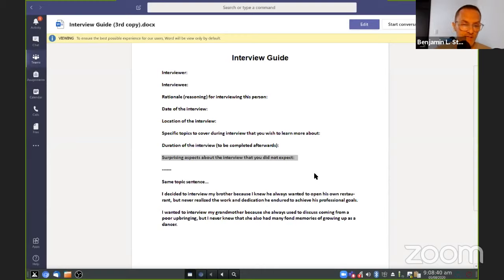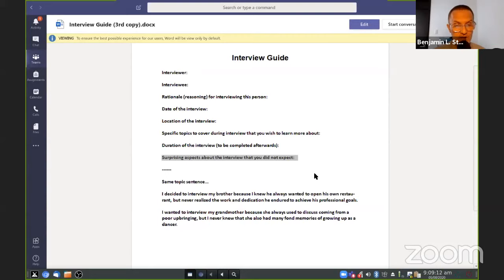If we look at the second example, it's very similar. I wanted to interview my grandmother because she always used to discuss coming from a poor upbringing, but I never knew that she also had fond memories of growing up as a dancer, right? So again, there are two parts to this topic sentence. Part of it is something that I already knew about my, in this case, my grandmother.